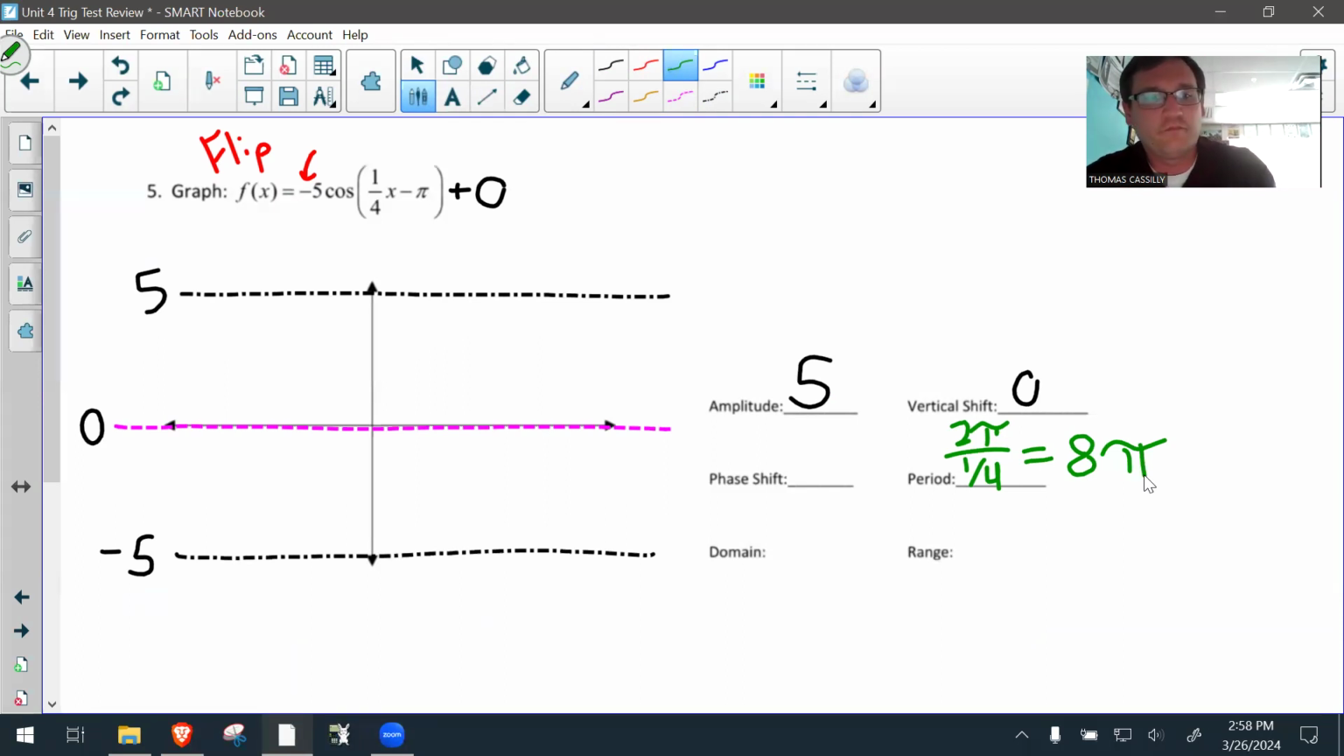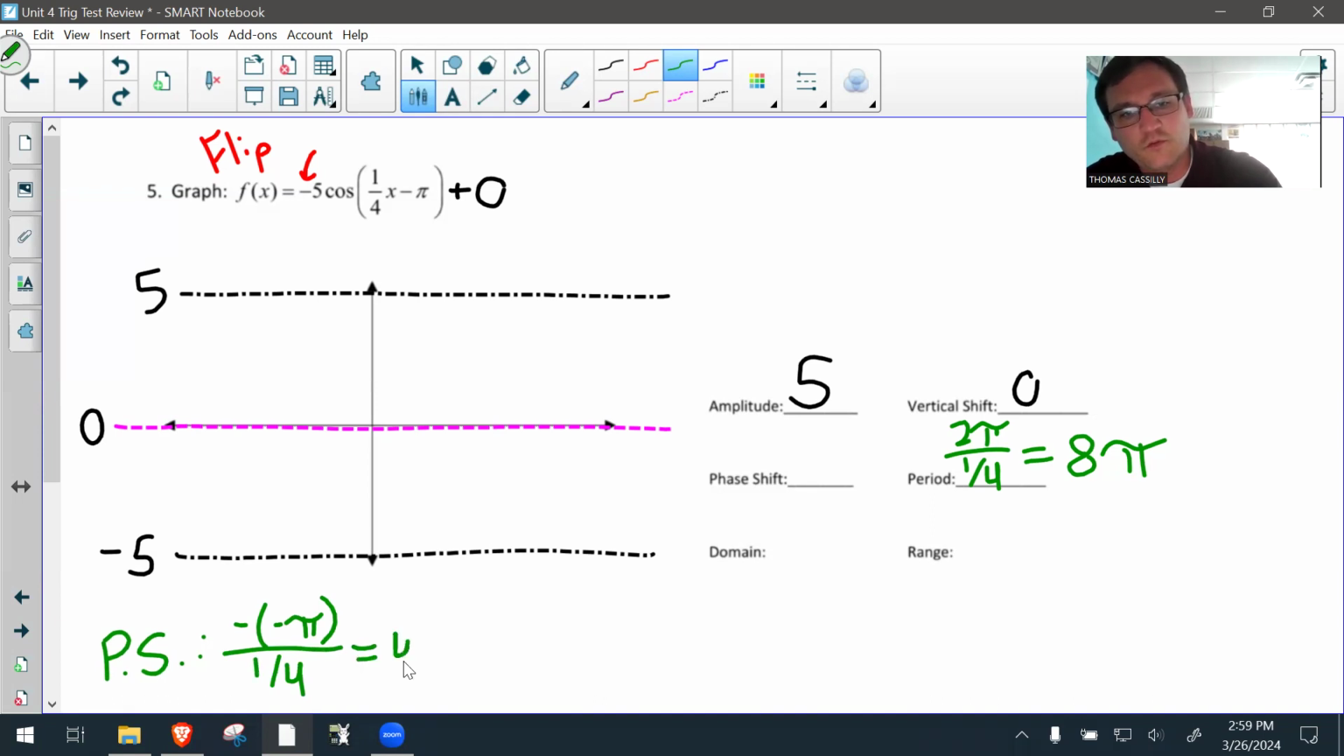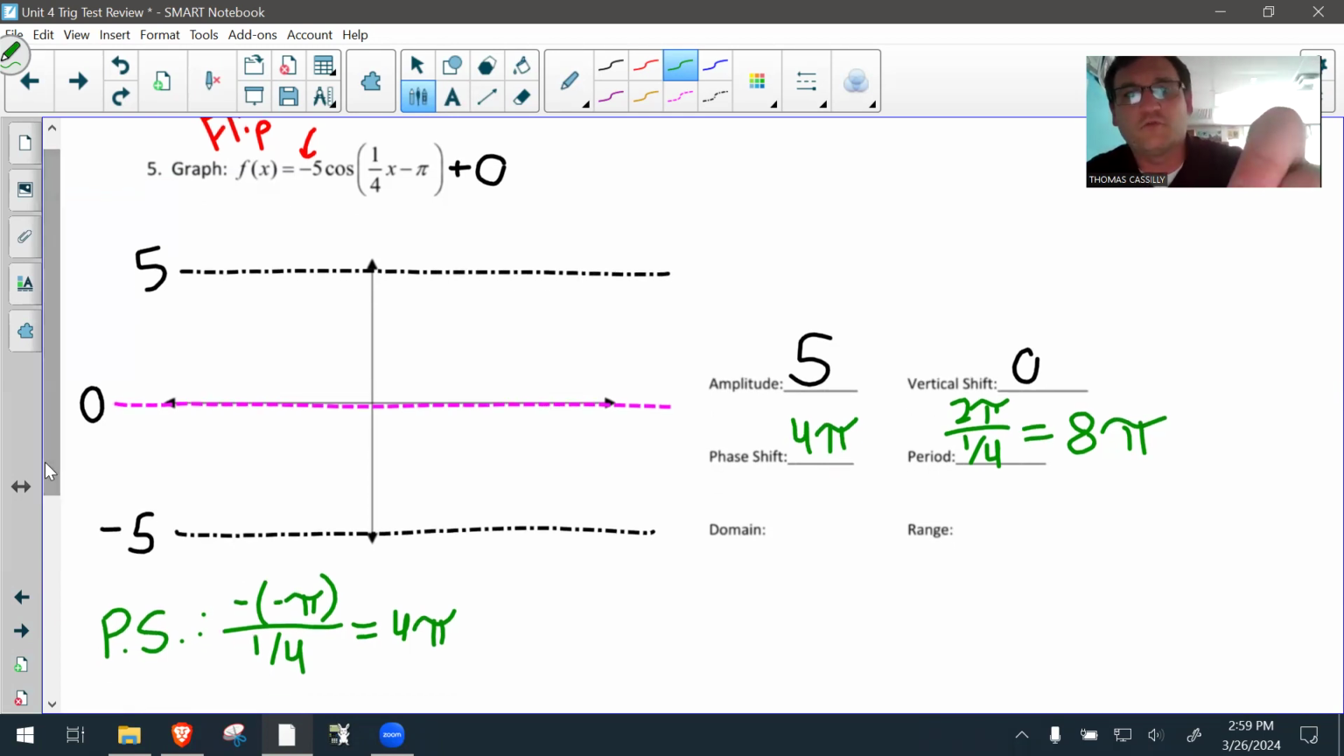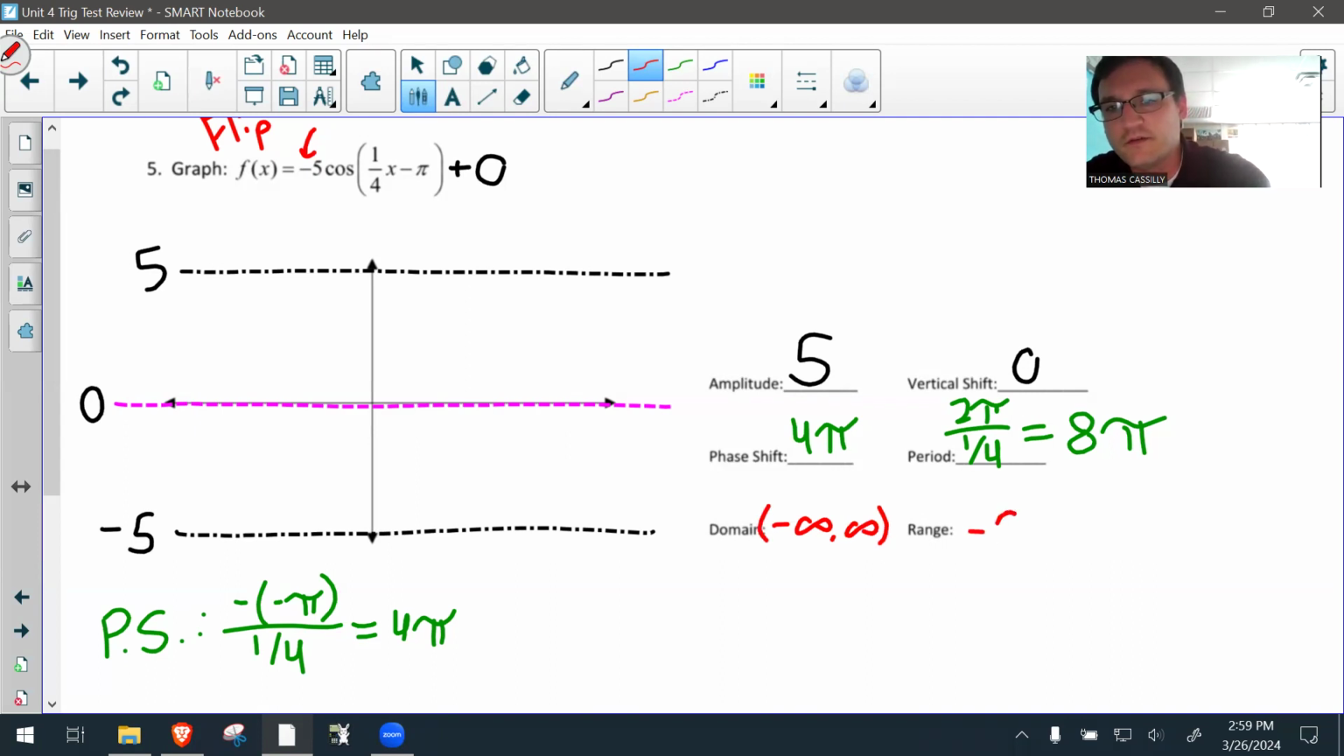The phase shift, again, I'll do that over here. The phase shift is going to be negative pi over 1/4, which gives us 4 pi. All right, so your phase shift, we're going to the right, 4 pi. Before we even graph it, we could do the domain and range, actually. We know the domain is all real numbers, so I'm going to say negative infinity to positive infinity. And then the range, the lowest it gets is -5, and the highest it gets is +5. And I'll put those in brackets.